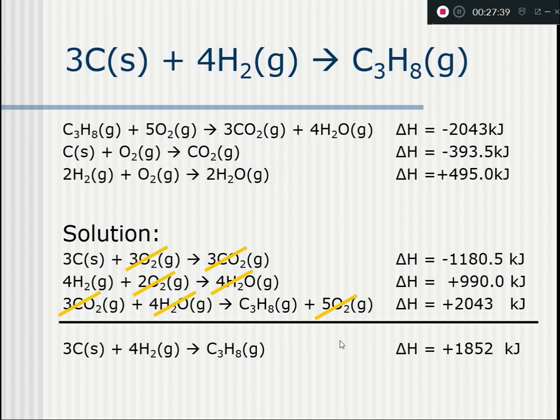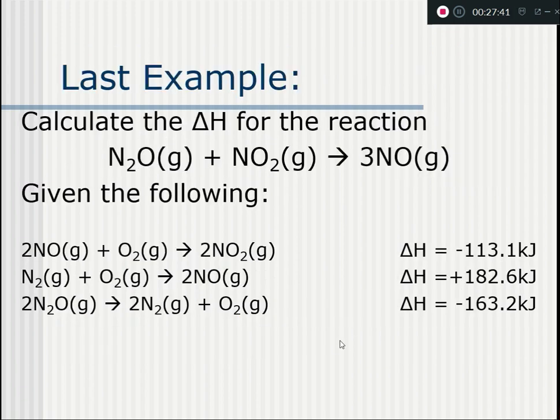Okay, one last example. Okay, try this one on your own. Go ahead and hit the pause button. It's a little trickier, but try this one on your own, and I'll be back in a minute to go over how to do this problem. Hit the pause button.